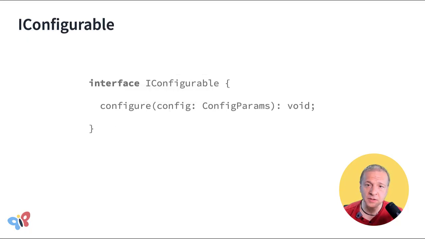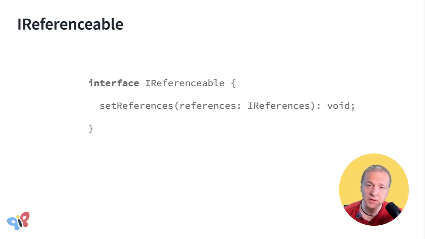To make component configurable, developers shall implement IConfigurable interface that has a single method, configure, that receives a set of configuration parameters. To assign external references to the component, implement IReferenceable interface with a single method, set references. It receives references as a key value map as is defined by locator pattern.